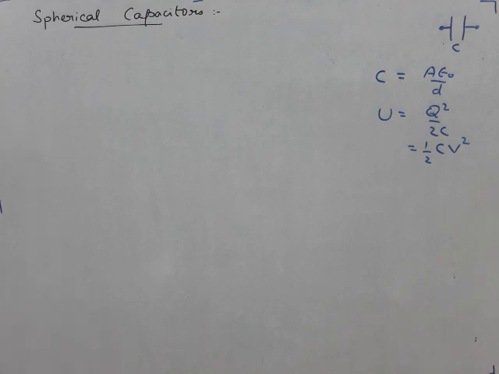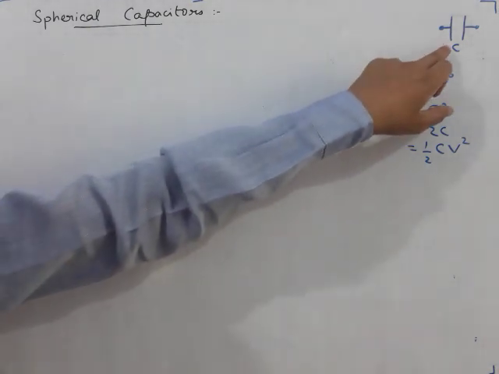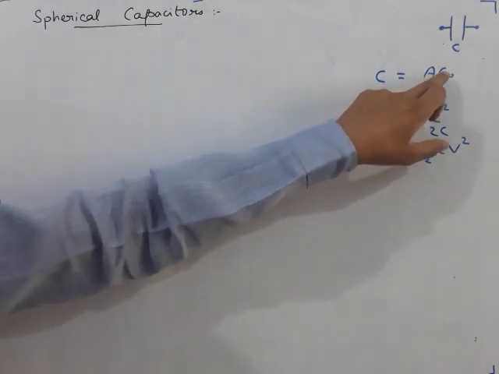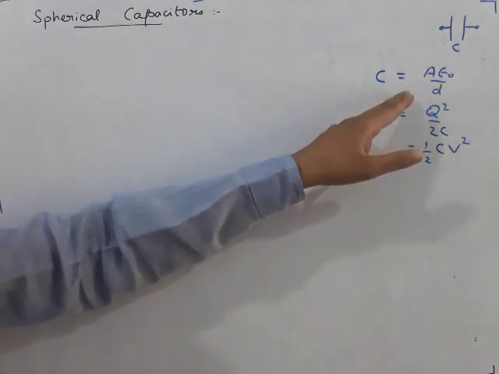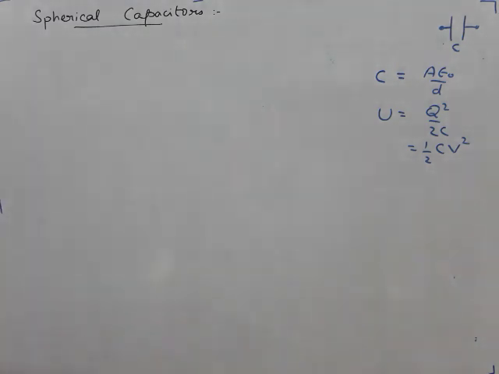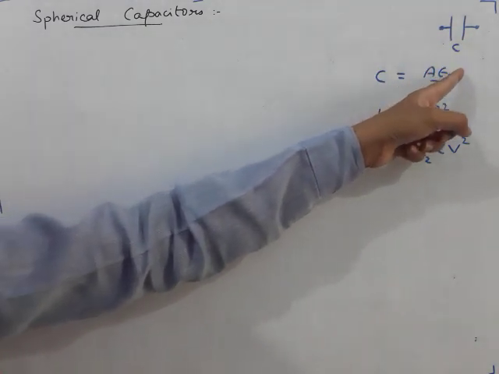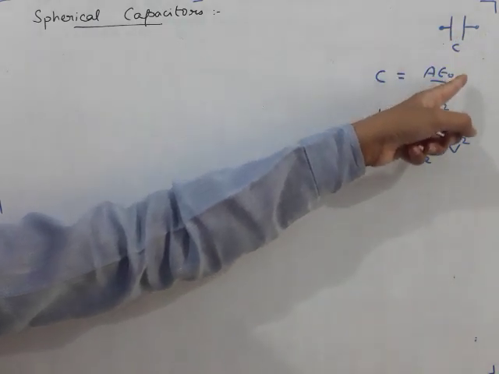The next couple of classes will be devoted to learning the concepts of capacitors. In our regular classes, we have read about capacitors. Basically, we have discussed the parallel plate capacitor, whose capacitance we derived as A epsilon naught upon D in vacuum. And if there is a dielectric inserted between the plates, the formula becomes A epsilon naught times the dielectric constant of that medium, that is K, upon D.